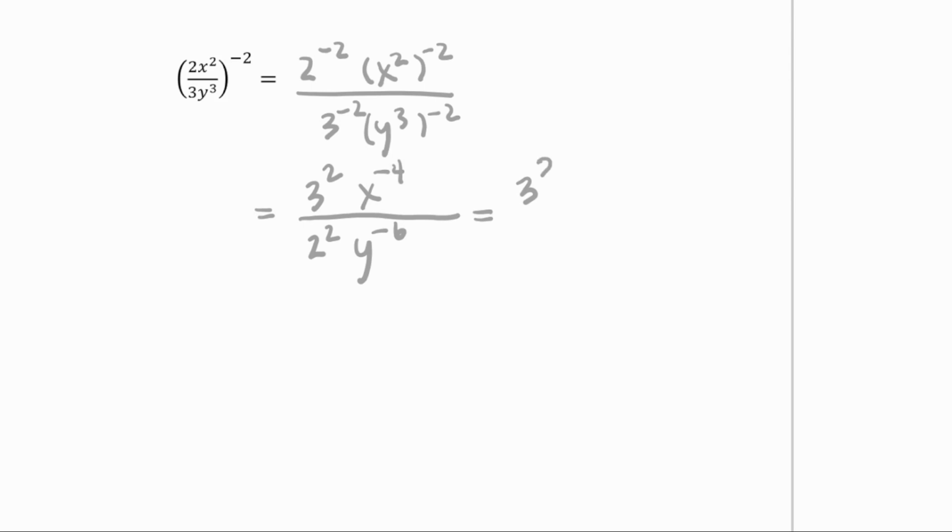So I'd have 3 to the 2, y to the 6, divided by 2 to the 2, x to the 4. And then I know what 3 to the 2 is, and what 2 to the 2 is. But after that, there's nothing more I can do because I can't divide y to the 6 by x to the 4. I need to have the same base to divide those things.